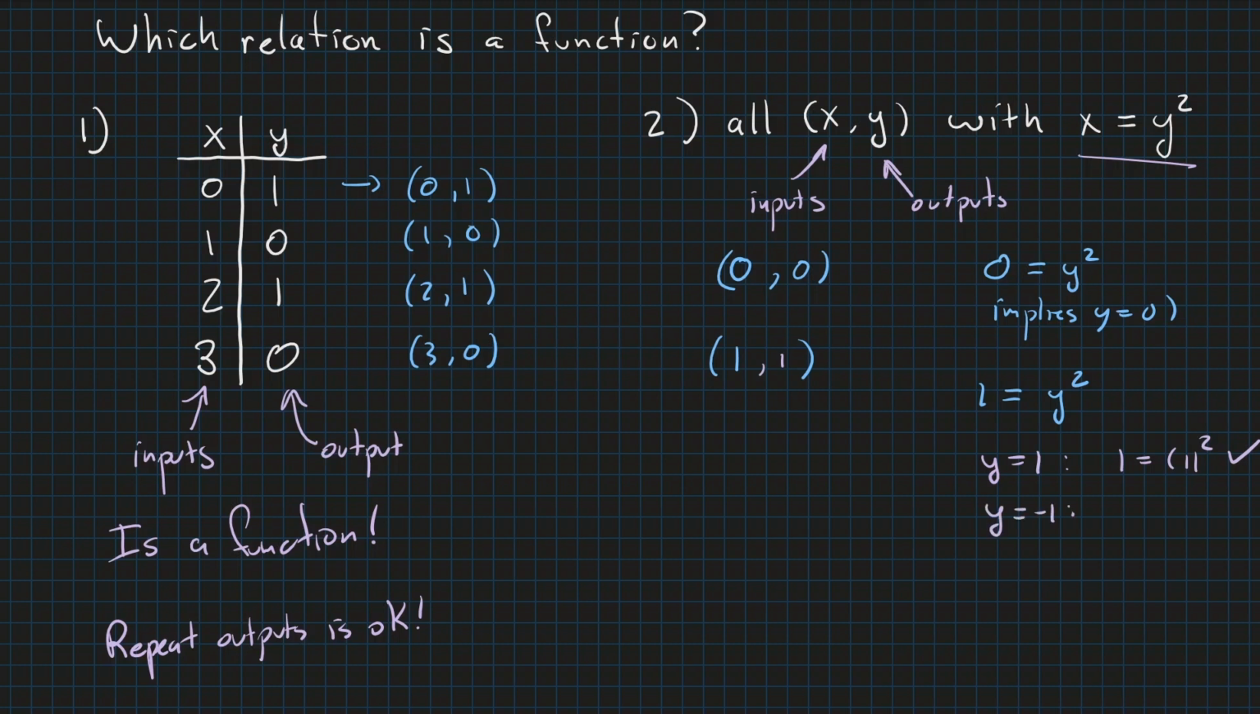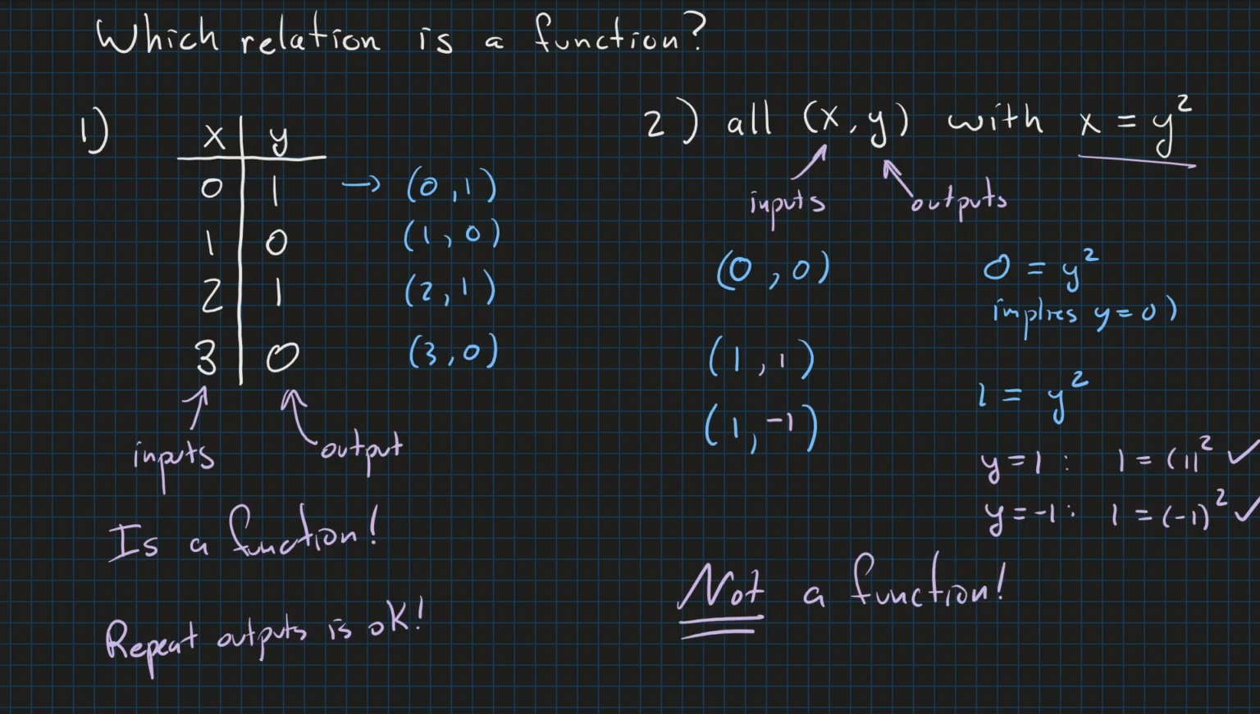So I'll be honest with you, this requires a little bit of playing around if you're not used to playing around with numbers like this. That's completely okay. Just take your time. So here you have 1 is equal to -1 squared. That still works. -1 squared, so -1 times -1 is in fact +1. So we have a second point, 1, -1. So this one is not a function.